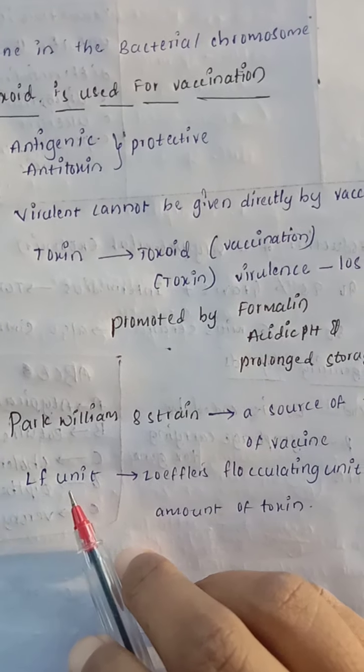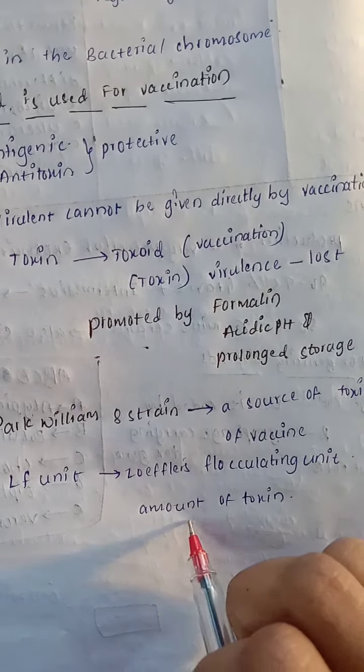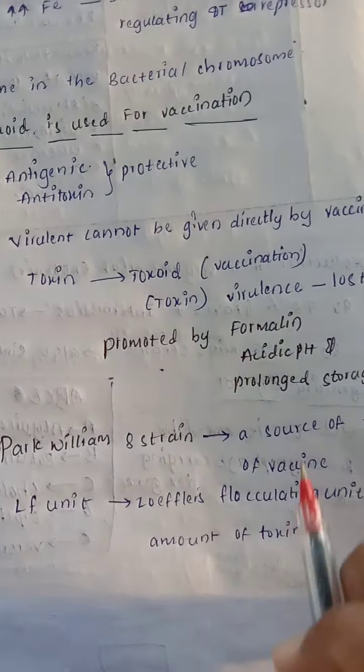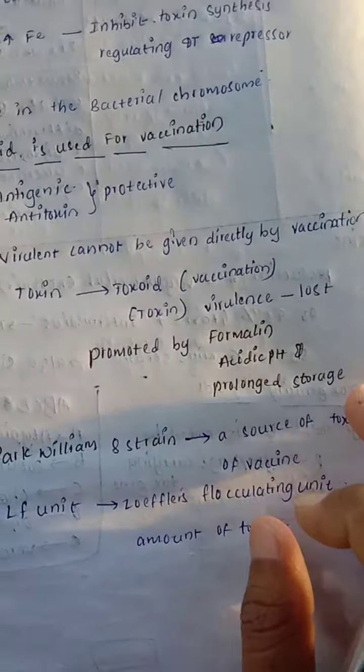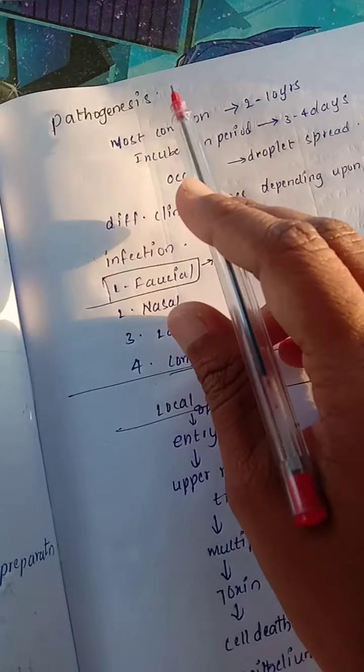Now come to the Lf unit. Lf unit means the Limes flocculation unit. It is the amount of the toxin. Now come to pathogenesis. We are discussing the pathogenesis. Pathogenesis means how Corynebacterium diphtheriae causes the disease.